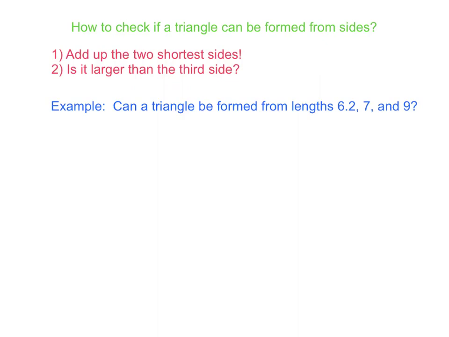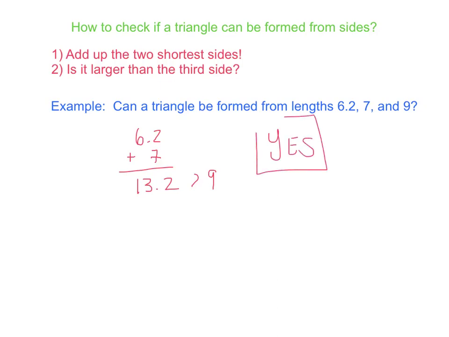So a quick example here says, can a triangle be formed from lengths 6.2, 7, and 9? And again, we don't need to look at a picture. All we have to do is add up the two shortest sides and check to see if it's longer than the third side. So the two shortest sides would be 6.2 and 7. So we add up 6.2 plus 7. This will give us 13.2. Is 13.2 bigger than our last side of 9? Yes, it is. So since 13.2 is greater than 9, our answer is a big old yes.